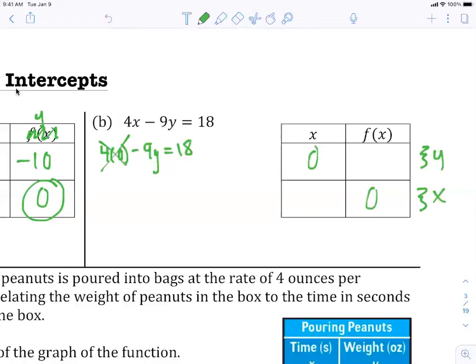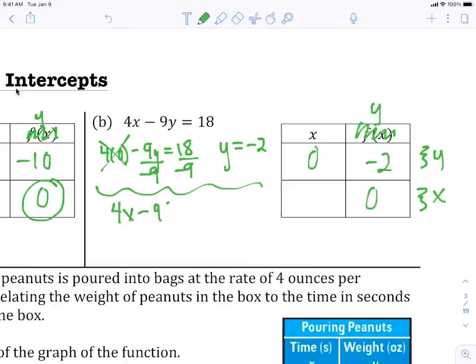4 times 0 ends up being 0. And my last step to solve for y is really just divide by -9. And 18 divided by -9 is -2. All right, and now let's solve for my other one. I'm going to take 0 and plug it in for f of x, which again is the same thing as y. So I'm going to have 4 times x minus 9 times 0 equals 18.